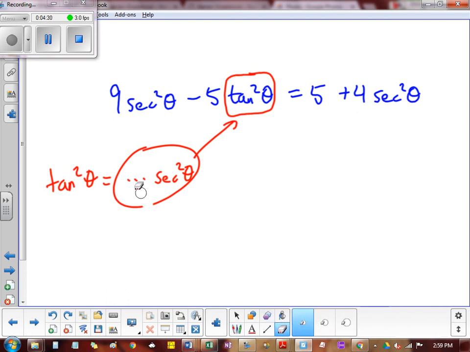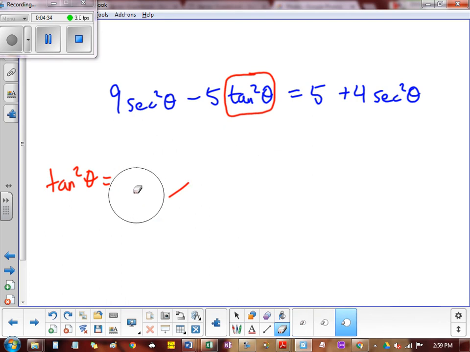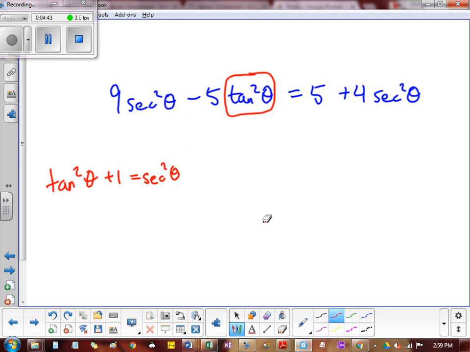Well, it turns out if you look at your identity sheet, there is such a rule. And it says tan squared plus 1 equals sec squared. And that looks a little different, but if you think about it, you can move the 1 over to the other side, right?